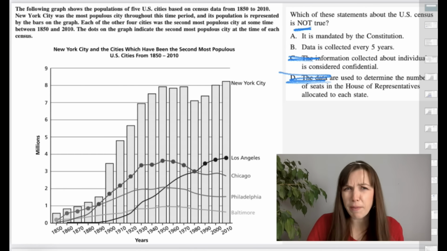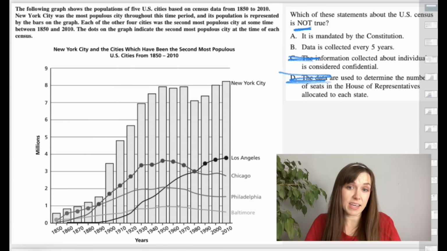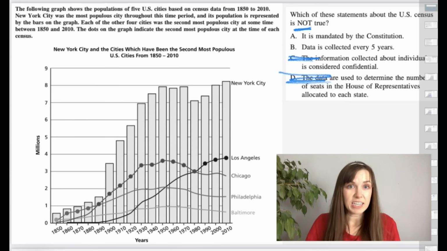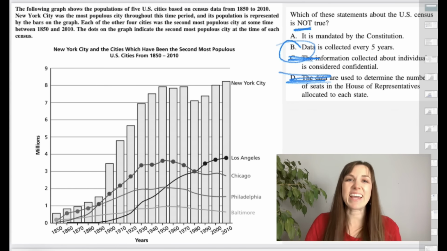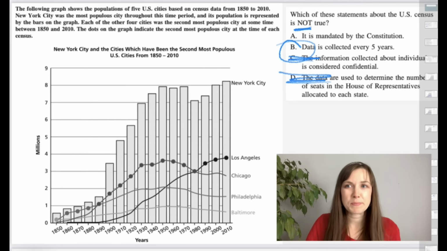Well, I'm not sure about A, if it's mandated in the Constitution. I don't think I've ever read the Constitution that closely before, or at least not thinking about the census. But I know that B, from my own experience and from this chart, the data is collected every 10 years. It's not collected every 5 years. So B is the answer. Sometimes you really have to use outside information and experiences that you have when answering these questions.